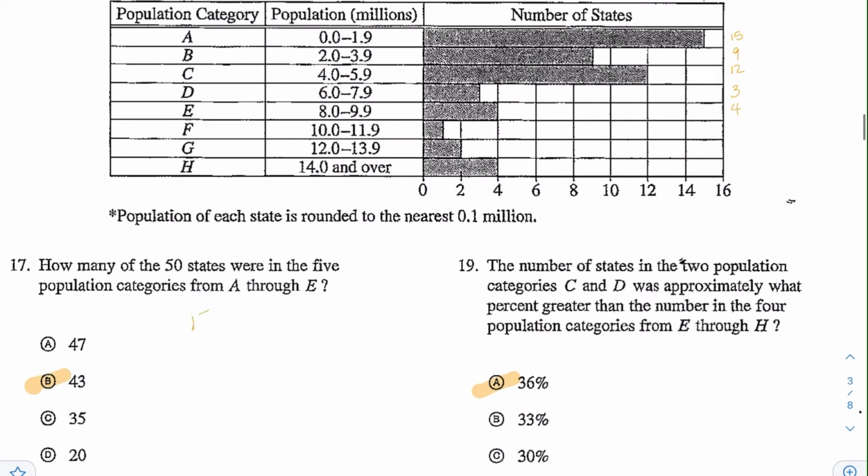So if you add 15, 9, 12, 3, and 4, this would be 14, and 9, that's 23. So the answer will be 43, choice B.